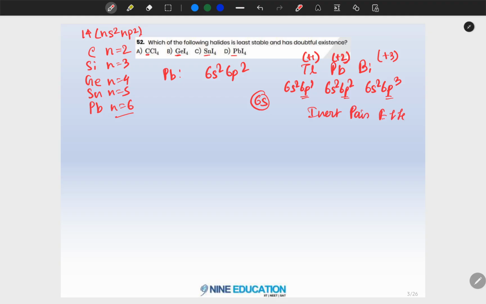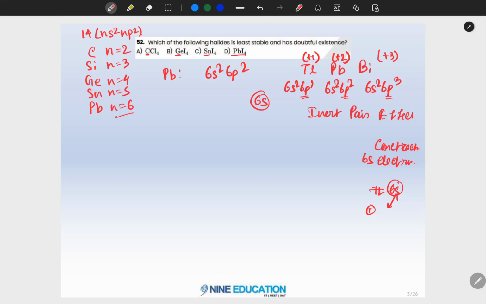Or relativistic effect. Now in relativistic effect, actually what happens? There will be relativistic contraction of the 6s electrons. Because of that, the 6s electrons will be shifted closer to the nucleus. As a result, the 6s electrons will experience a large force of attraction from the nucleus. So the 6s electrons are tightly held, and that's why they cannot participate in bond formation.